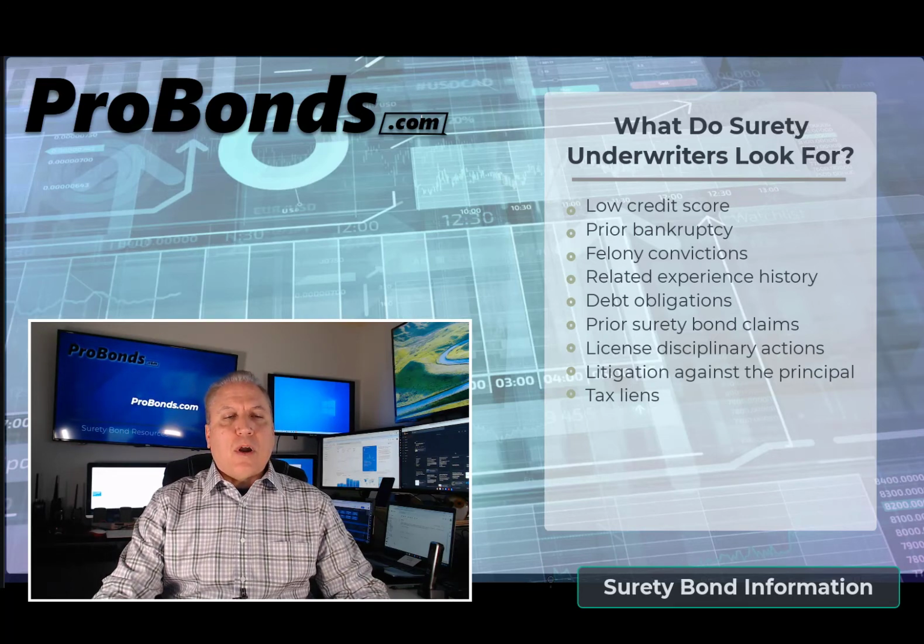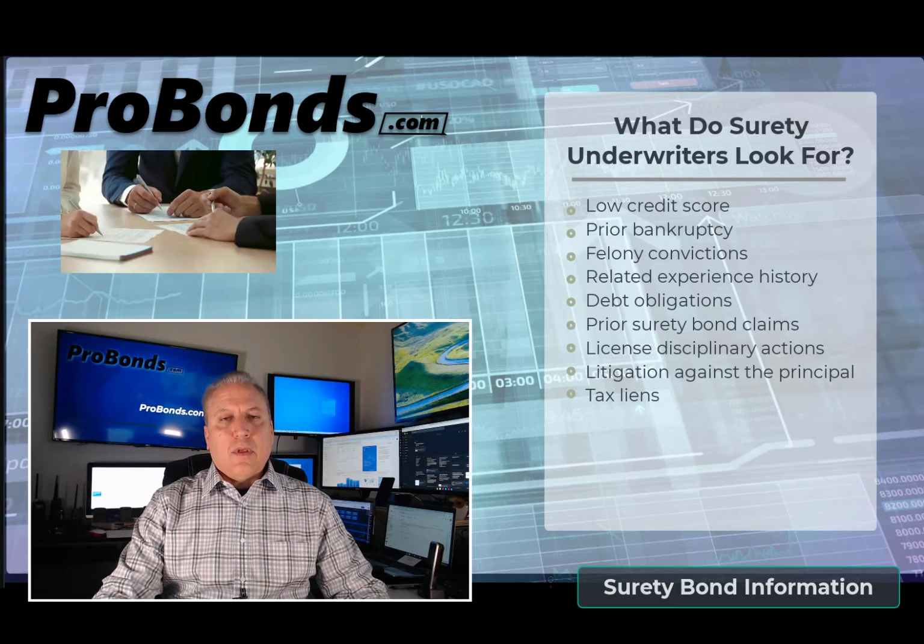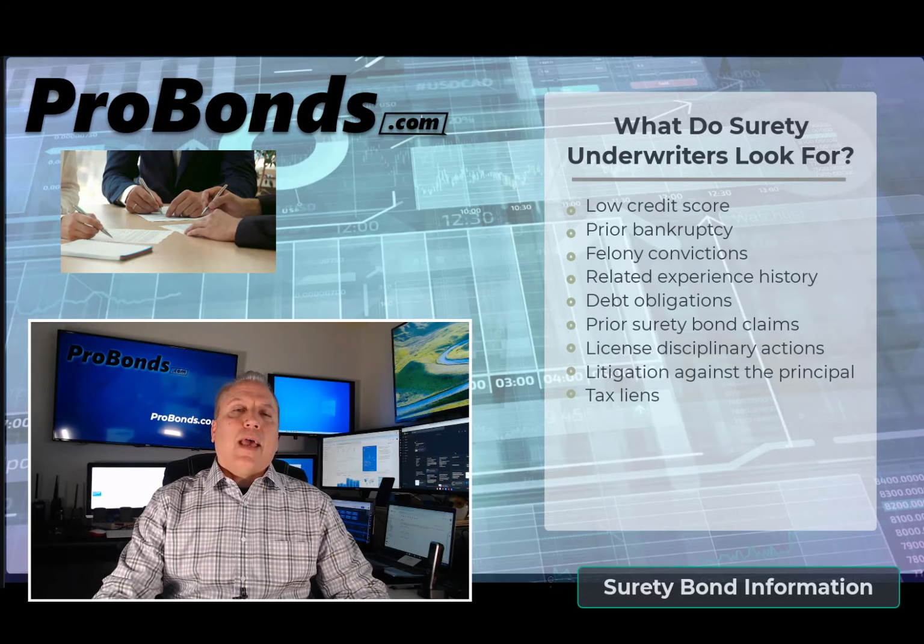The bond required for this license is $25,000 paid to the obligee, and we'll talk about the different contacts and the different principals of the bond. But one question that comes up is, what is the surety underwriter going to be looking for when you apply for your bond and you submit your application for the bond?